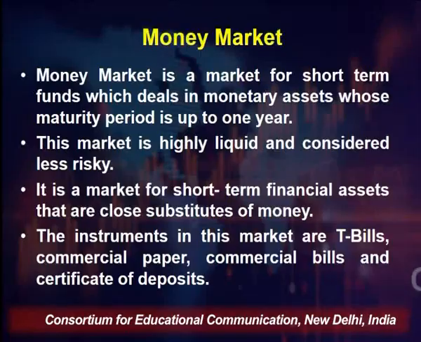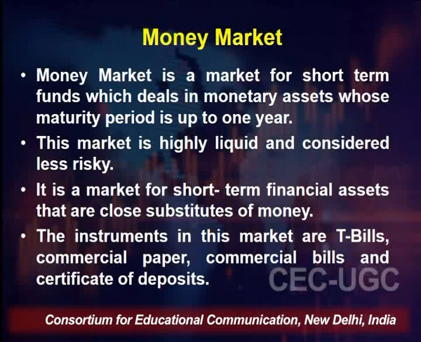Let's understand what the money market is. The money market is a market for short-term funds which are dealt in monetary assets whose maturity period is up to 1 year. Friends, there is no hard and fast line where we can say which is the period for the long term and which is the period for the short term. But normally, when we generalize, we say a market where money is exchanged for less than a year is short-term money, and is called the money market.